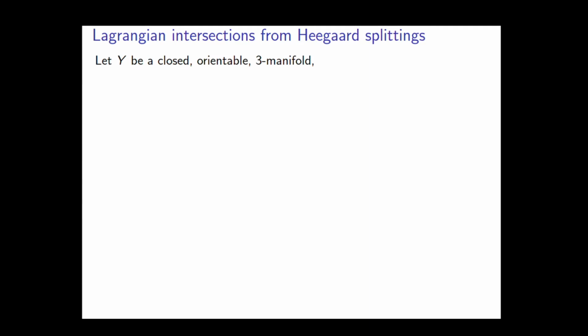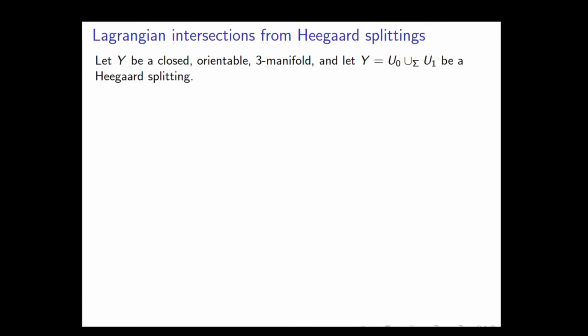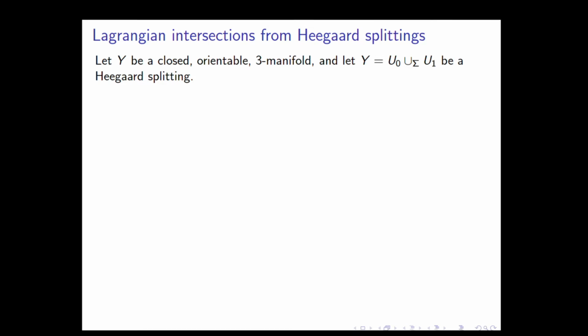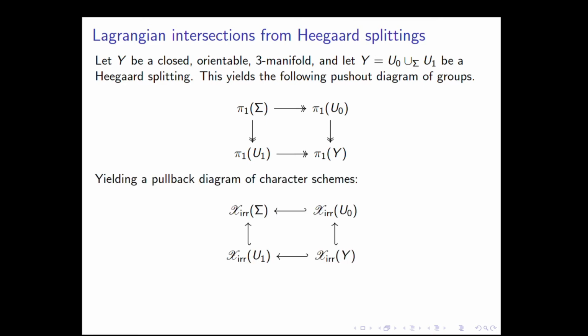Now let's focus on the character schemes of the manifolds that are of interest to us. So let's let Y be a closed orientable 3-manifold. That's what Y will always be in these talks. And we have some Heegaard splitting of Y into 2 handlebodies, U0 and U1, glued together over the Heegaard surface sigma. So that exhibits Y as a gluing diagram, which yields the following push-out diagram of groups by the Van Kampen theorem. And applying the representation functor, representations into SL2 being a contravariant functor, flips all of the arrows, and then taking the quotient with respect to the conjugation action of SL2, an action that respects all the maps in this diagram, we obtain the following picture in terms of character schemes.